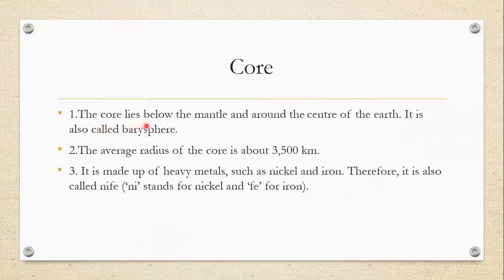Core. The core lies below the mantle and around the center of the Earth. It is called the barysphere. The average radius of the core is about 3,500 km. It is made up of heavy materials such as nickel and iron. Therefore, it is called Nife. Ni stands for nickel and Fe stands for iron.